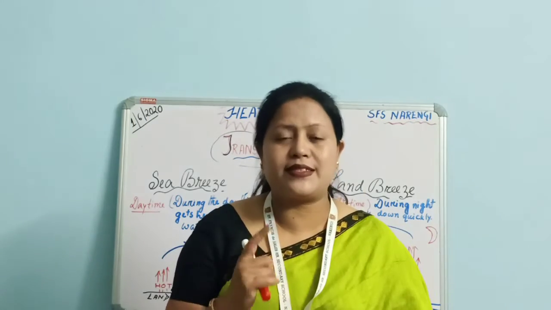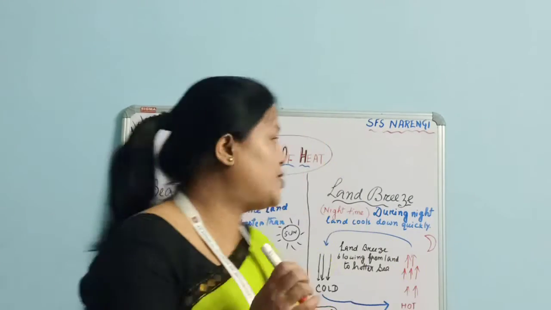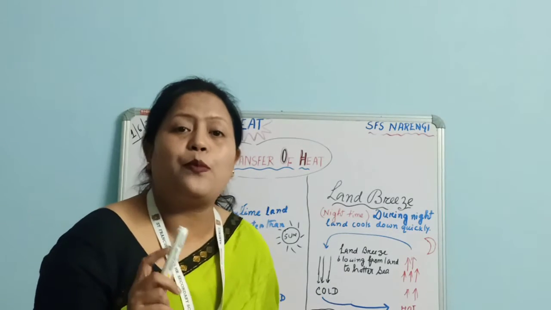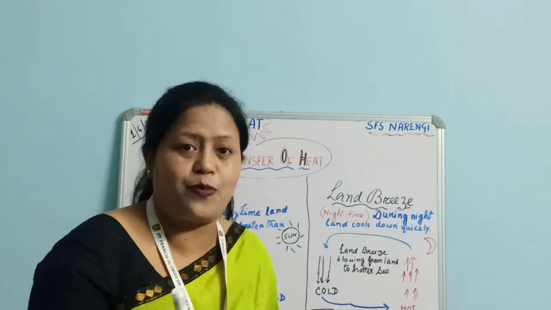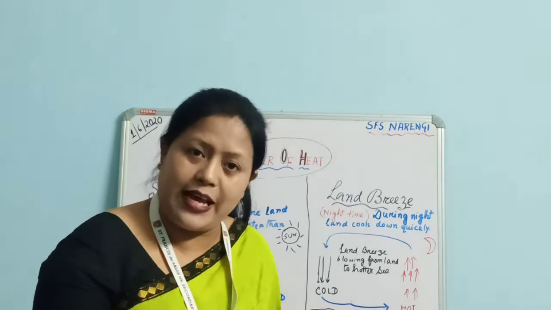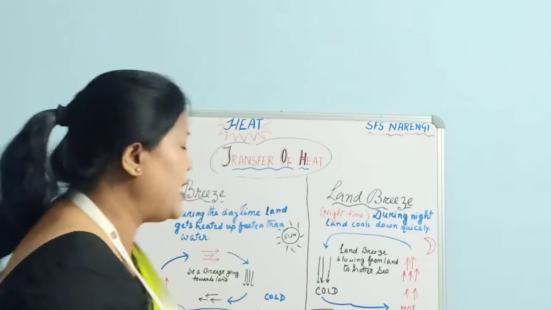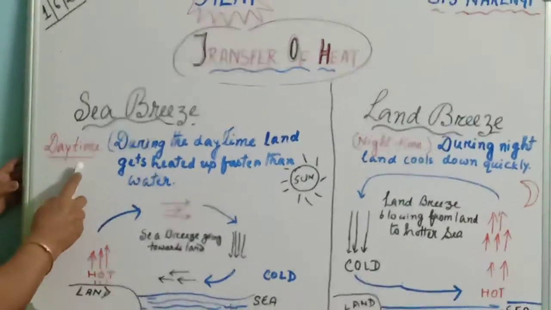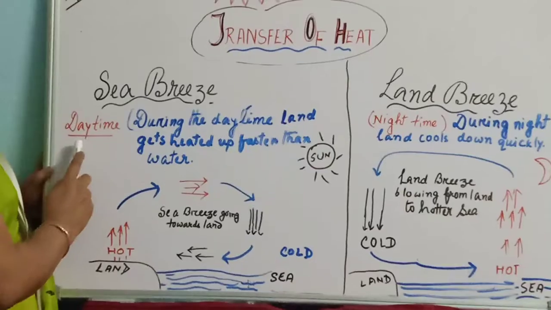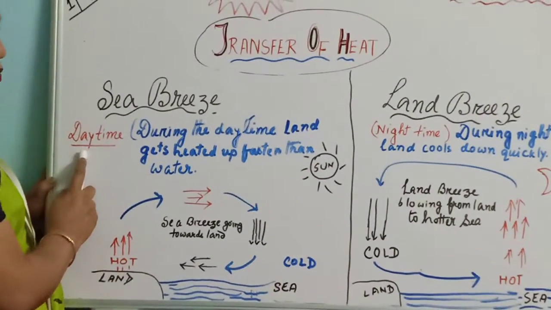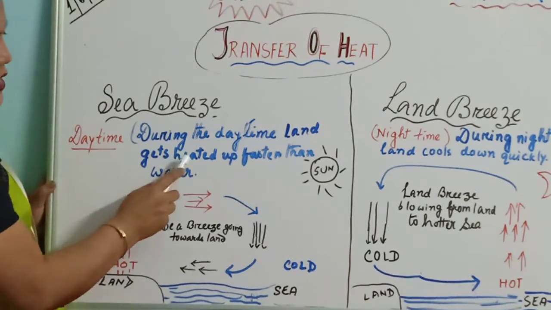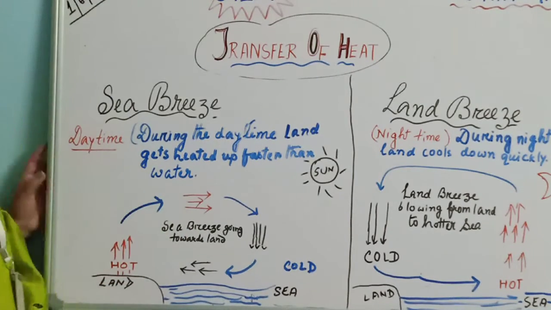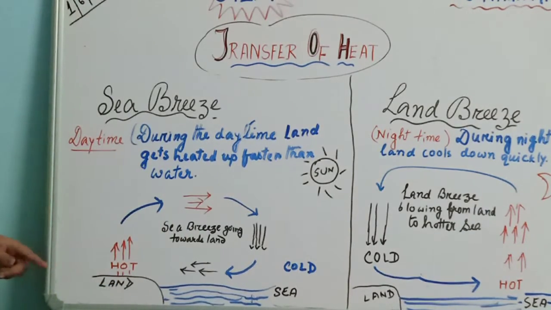Now children, let's discuss the sea breeze. Now sea breeze means what? It's the breeze or the air which blows from the sea towards the land. But how does it occur? So what happens during the daytime? Always remember, sea breeze occurs during the daytime. During the daytime, what happens, children? The land gets heated up faster than the water. As we all know, land gets heated up faster than the sea.